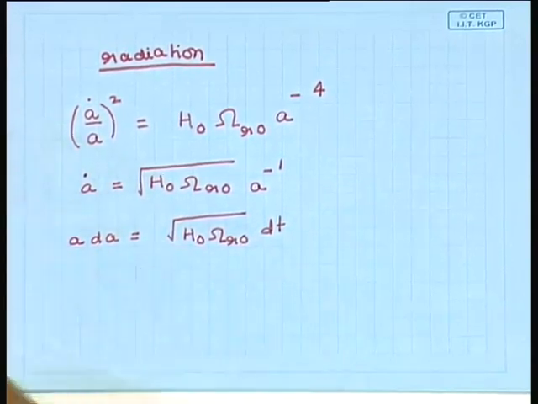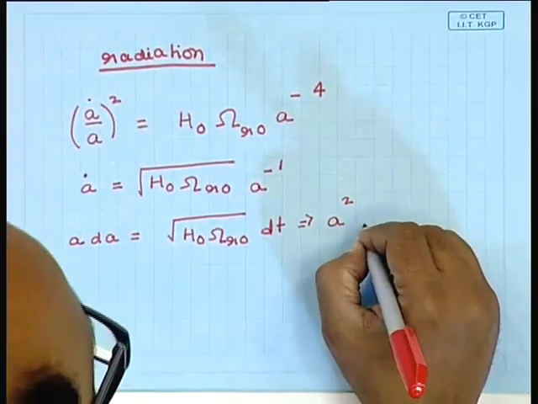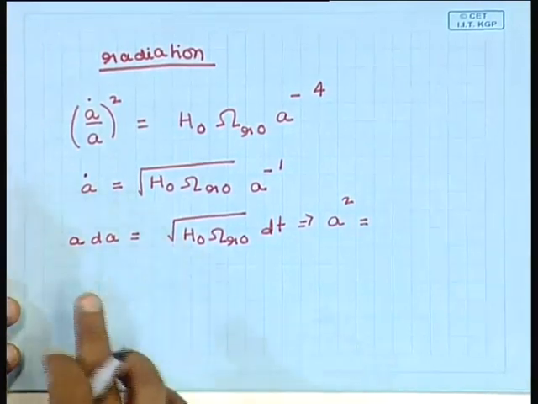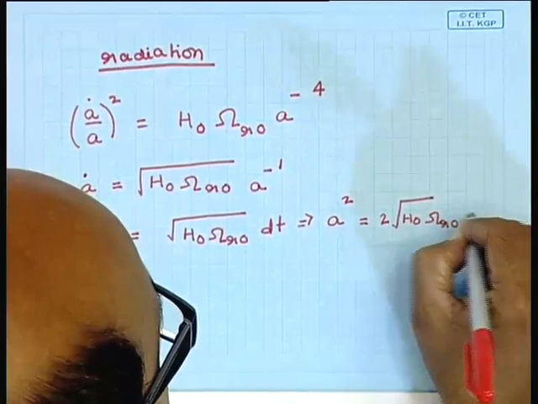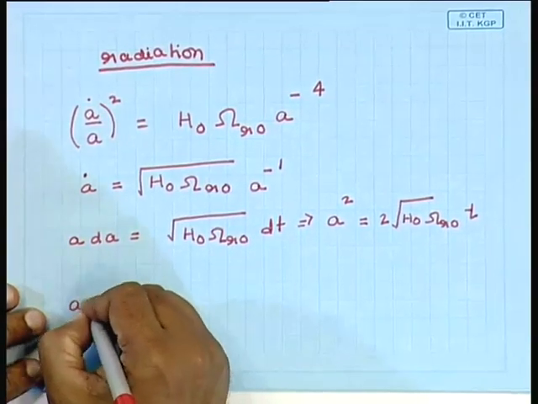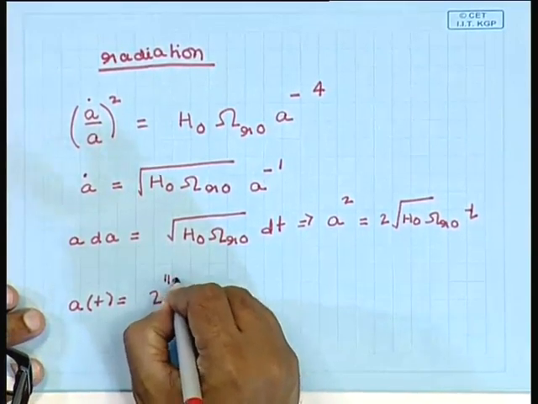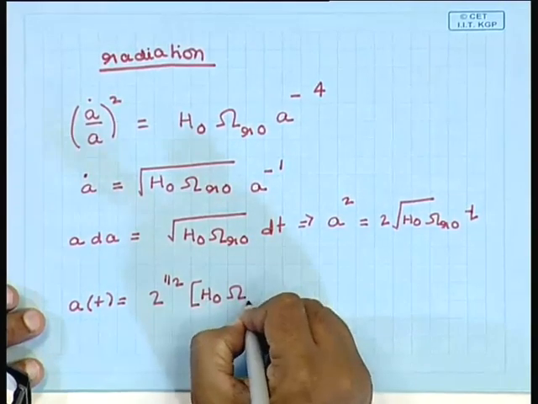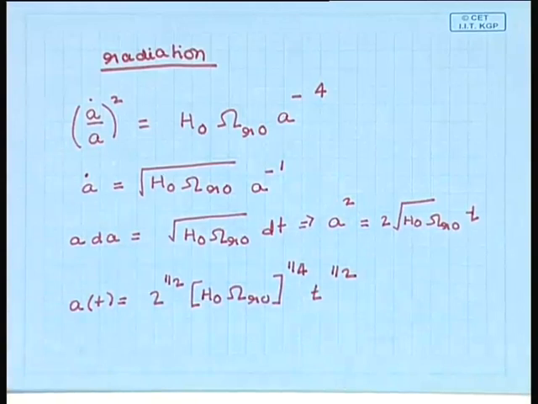So, if I integrate both the left and right hand side, what I get is A squared is equal to, so there will be a factor of half which I can take on the right hand side, 2 root H naught omega r naught to the power of 2 into t. So, finally, what we have is that A of t is equal to 2 to the power half, H naught omega radiation naught to the power 1/4, t to the power of half. So, the point to note over here is that in a radiation dominated universe, the expansion of the universe goes as t to the power half.